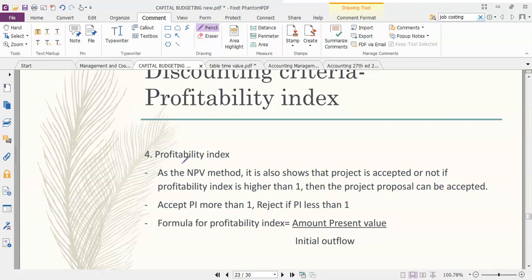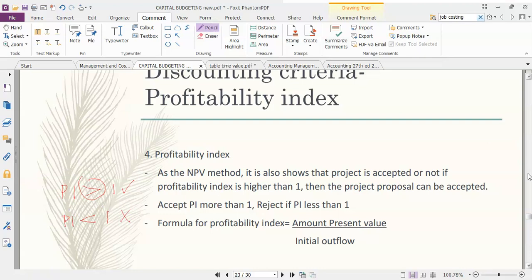Okay, so kalau untuk profitability index lah, kita akan accept profitability index punya project more than 1. Profitability index more. Okay, this is symbol for more. More than 1, we should accept. Kalau profitability index after kita dah calculate using the formula less than 1, so kita kena reject.